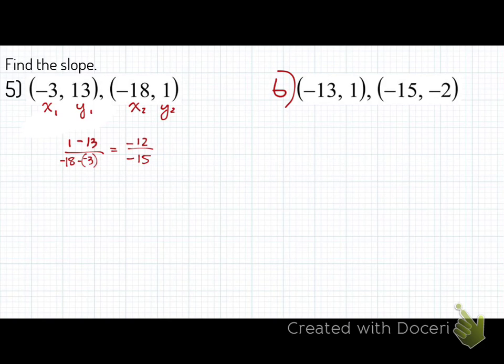And what goes into both 12 and 15, everyone? 3, right? So 12 divided by 3 is 4, and then 15 divided by 3 is 5. So what's a negative divided by a negative? So that's our answer to number 5. Okay? Does that make sense?